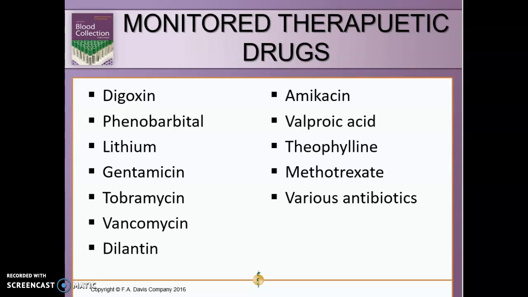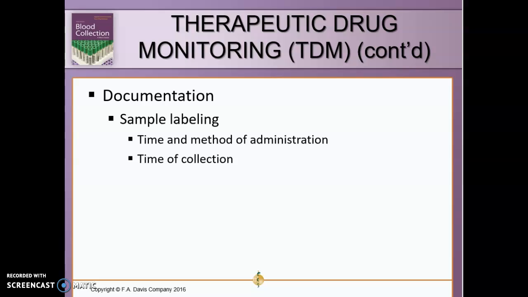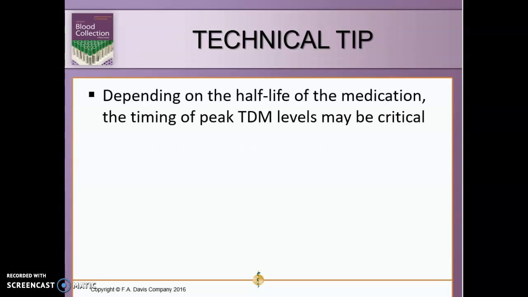Here are the different drugs that are monitored by different labs. We have digoxin, phenobarbital, lithium, gentamicin, tobramycin, vancomycin, Dilantin, amikacin, valproic acid, theophylline, methotrexate, and various antibiotics. So again, please be familiar with these different drugs. Documentation, how we document, again: sample handling, time, method of administration, the time of collection. All of this information is very important that you document.